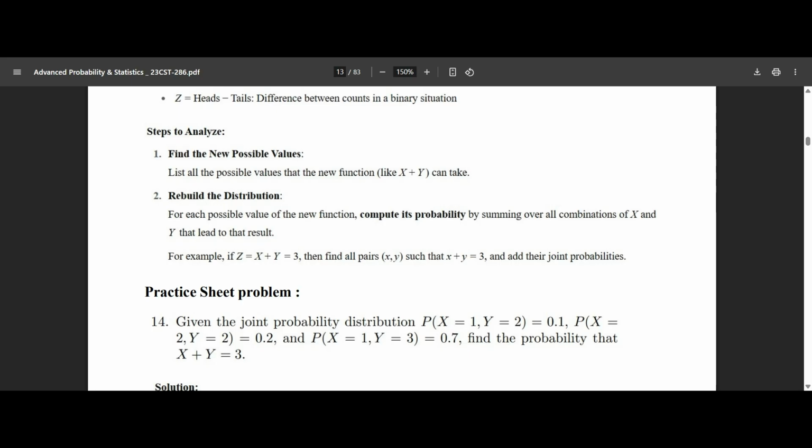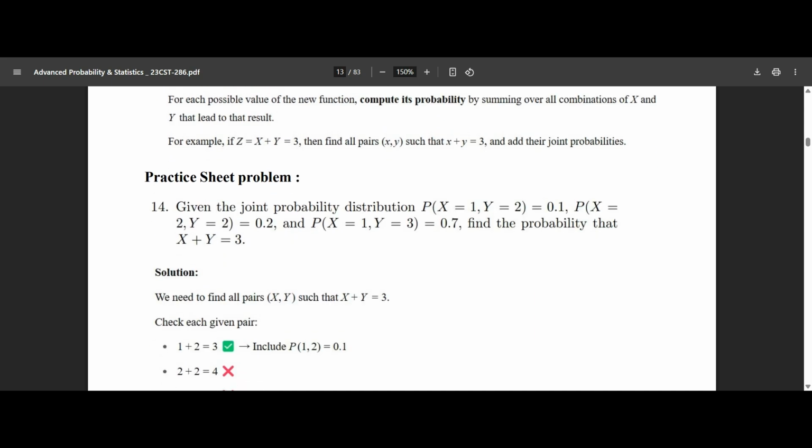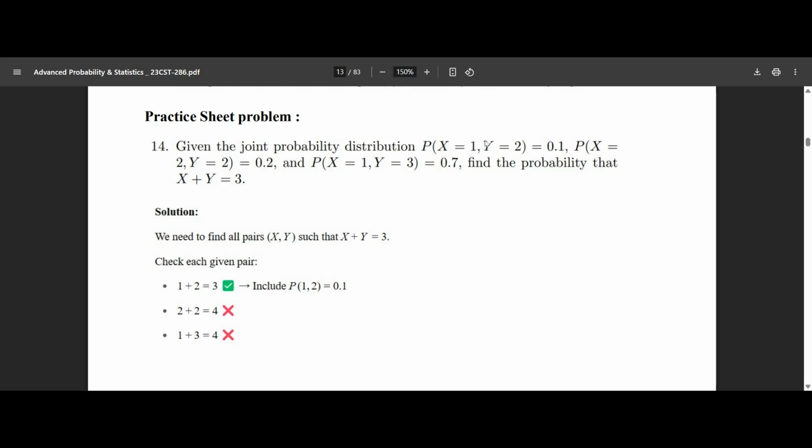So in this example, we have 9 pairs, and out of which a few pairs are 1 comma 2, 2 comma 2, 2 comma 1. So 1 comma 2 and 2 comma 1 are the only pairs which give the sum 3. So given the joint probability distribution x equal to 1 comma 2, 2 comma 2 and 1 comma 3, find the probability that x plus y equal to 3.